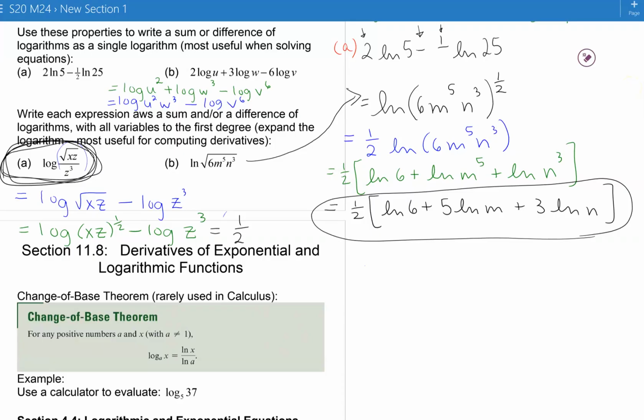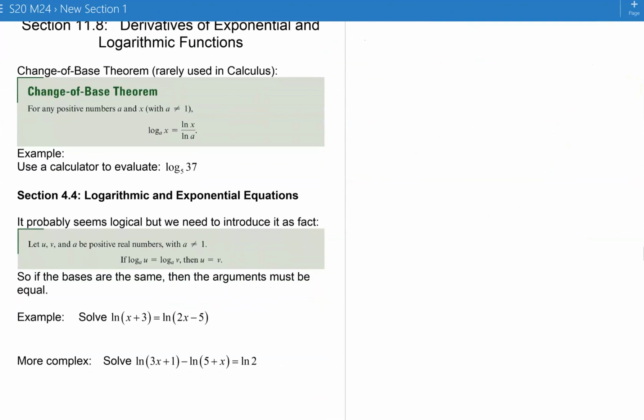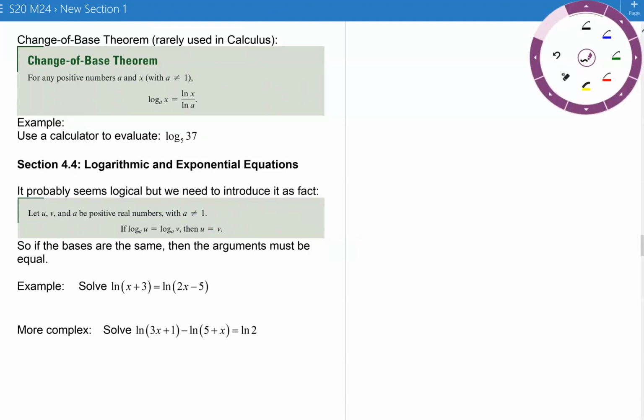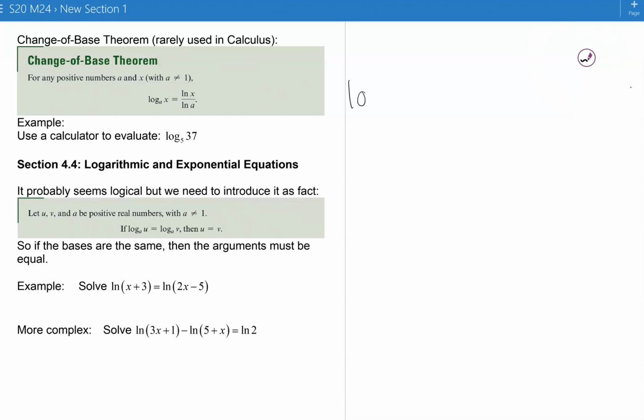Okay, so continuing on with section 11.8, let's talk about the change of base formula. It's used rarely in calculus, but you need to have it in your bag of tricks. It says that if I have the log, say, base 7 of 15, then I can get a decimal approximation of that by doing the natural log of 15 over the natural log of 7. So the natural log of the argument divided by the natural log of the base.